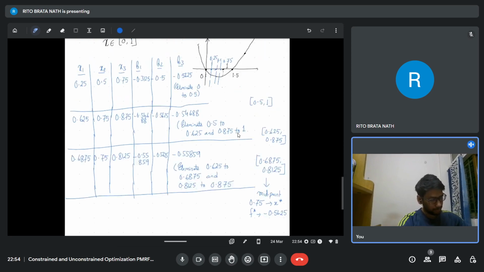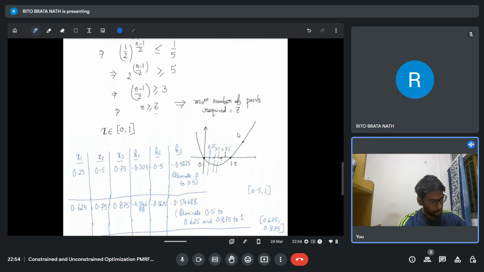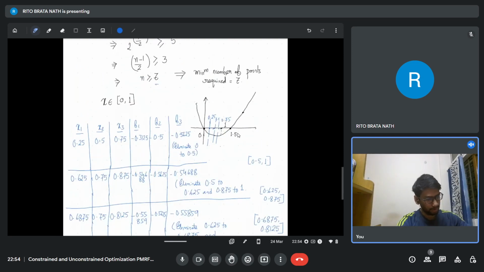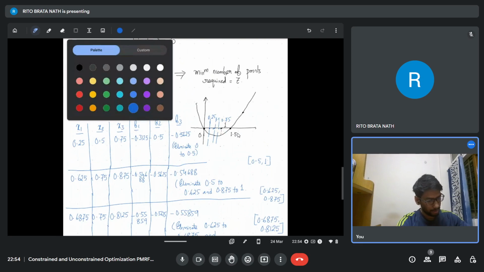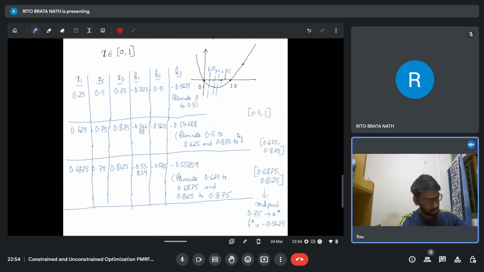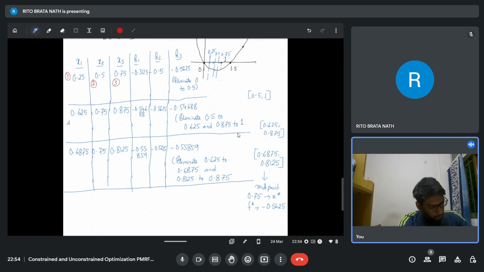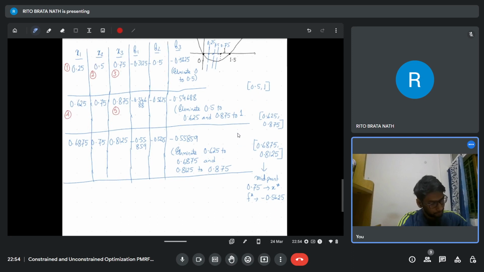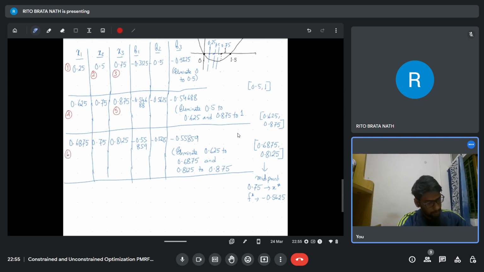Now check whether you have indeed taken 7 points or not. Okay, so let me write it down using this color. So this is your first point, this is your second point, this is your third point, this is your fourth point. This 0.75 is already taken, so this one is your fifth point. This is your sixth point. 0.75 is again taken, and this is your seventh point.